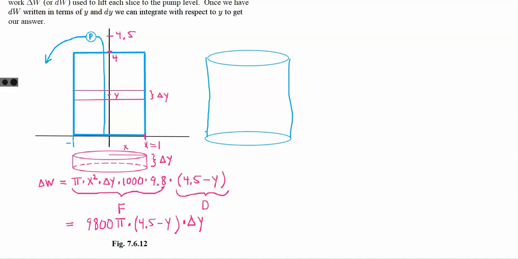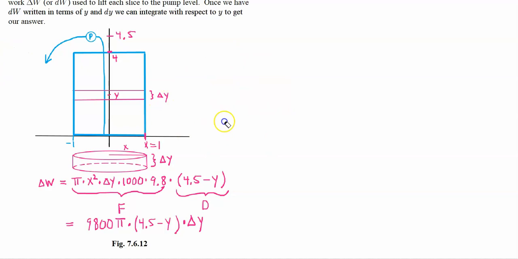Now, what we're going to do here is the following. We have a pump located up here at position 4.5 on the y-axis. And this pump has a hose that goes all the way down to the bottom of the tank, and it's going to drain this tank of water. So we want to know how much work does the pump have to do to drain this tank of water.